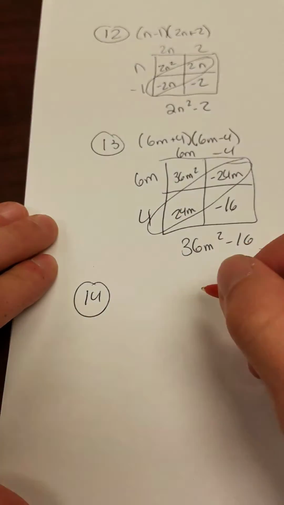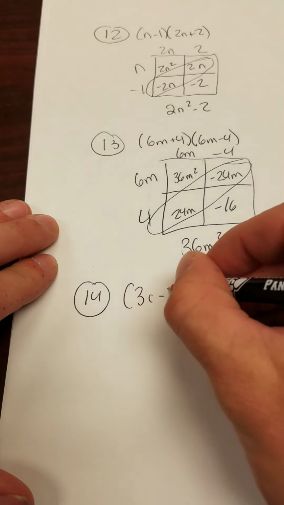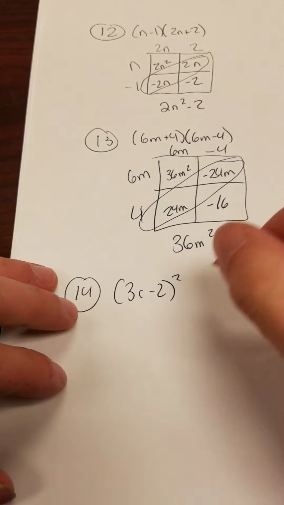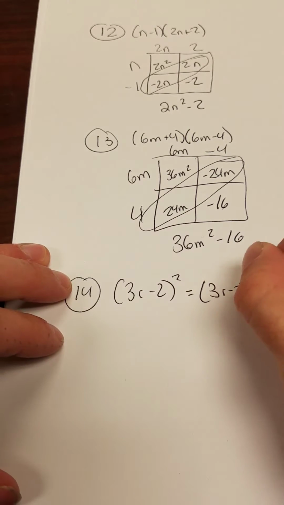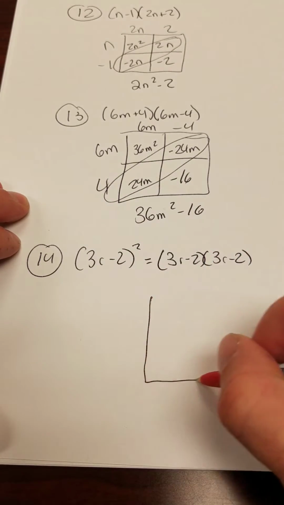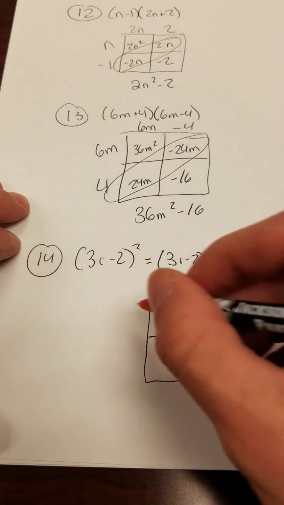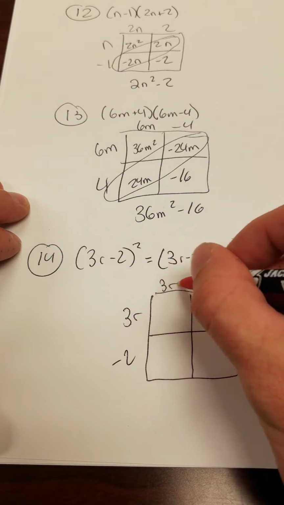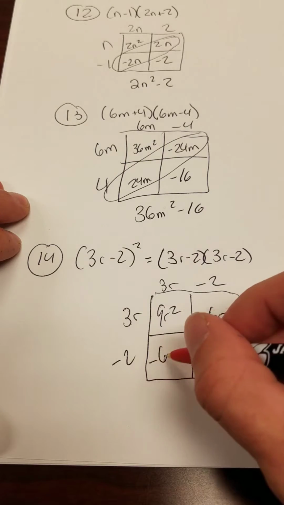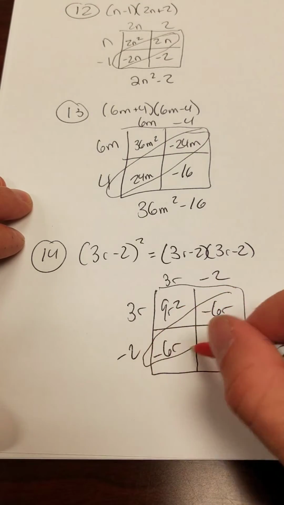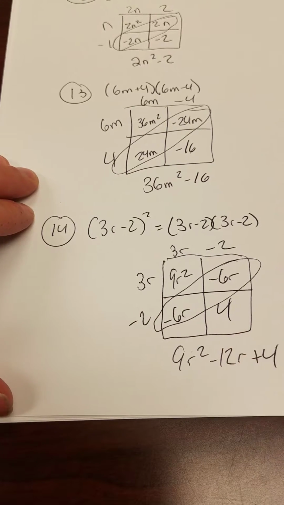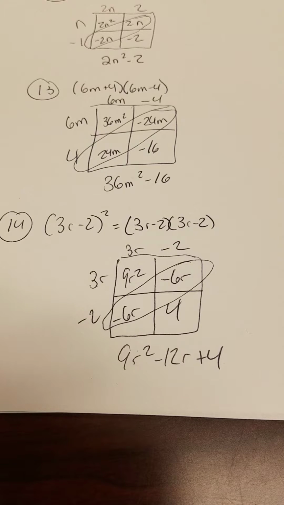Number 14, 3r minus 2 squared. Please don't make the mistake of just trying to square each thing. Remember, this is 3r minus 2 times 3r minus 2. So again, we're going to do box method. Combine like terms, 9r squared minus 12r plus 4. And that's going to be your answer for number 14.